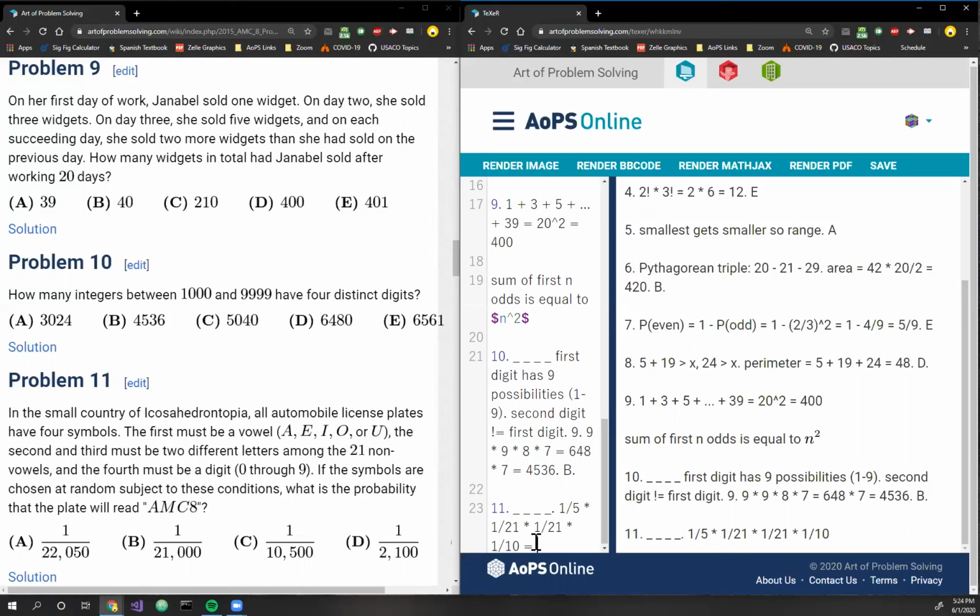And this value is equal to 1/22050. I think so. Wait, let me just multiply it out real quick. Yeah, it's 22050. So this gives the answer B or A.